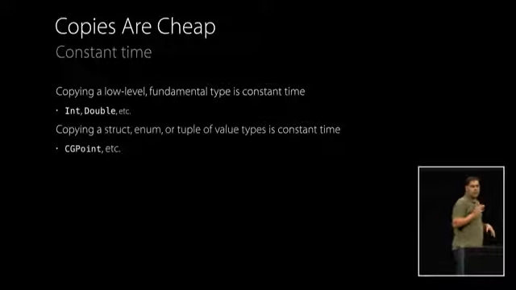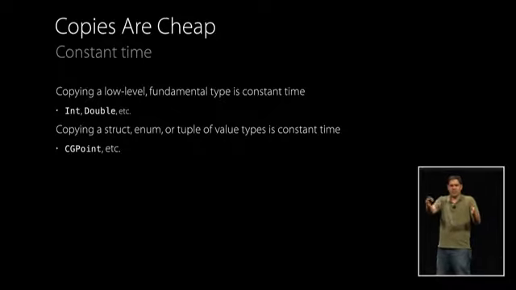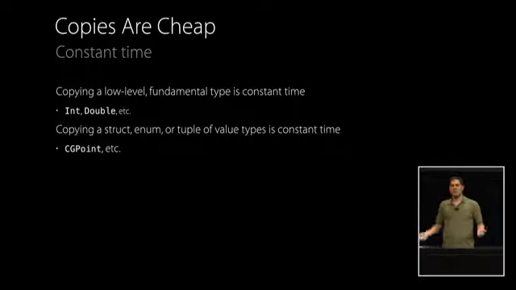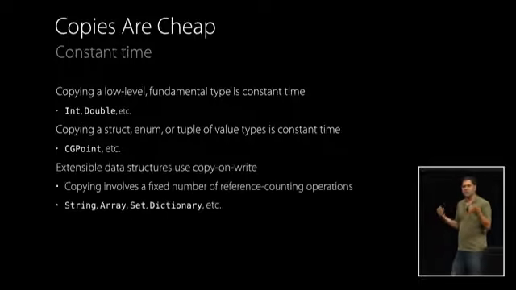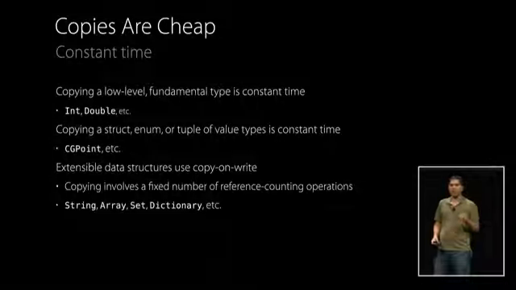So then you start building structs out of doubles and ints and so on. Like CGPoint is built of two CGFloats. Well, any of these structs, enums, or tuples, they have a fixed number of fields, and copying each of the things in there is constant time. So copying the whole thing is constant time. All right. That's great for fixed length things. What about extensible things? Strings, arrays, dictionaries, and so on. The way we handle these in the Swift world is by copy on write.